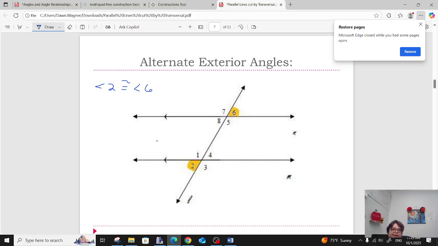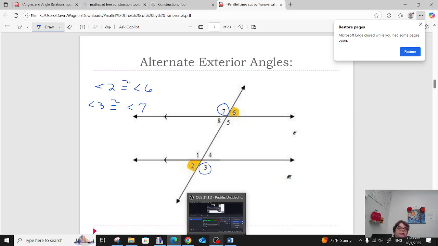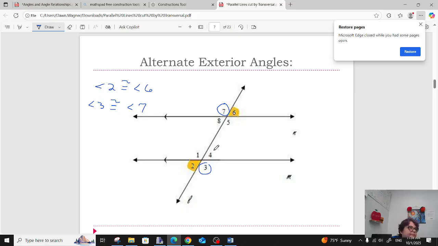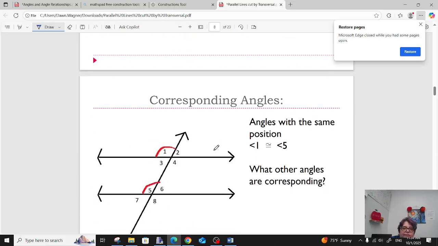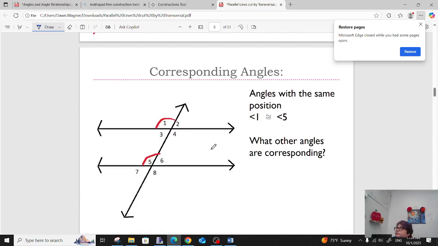What's one other pair of alternate exterior angles? 3 and 7. So angle 3 is going to also be congruent to angle 7. And those are called alternate exterior angles. Corresponding angles.